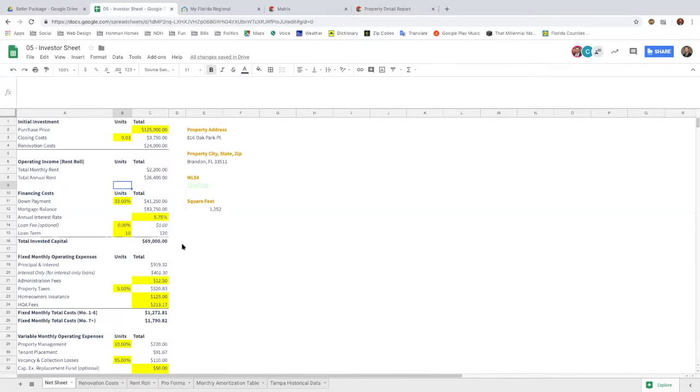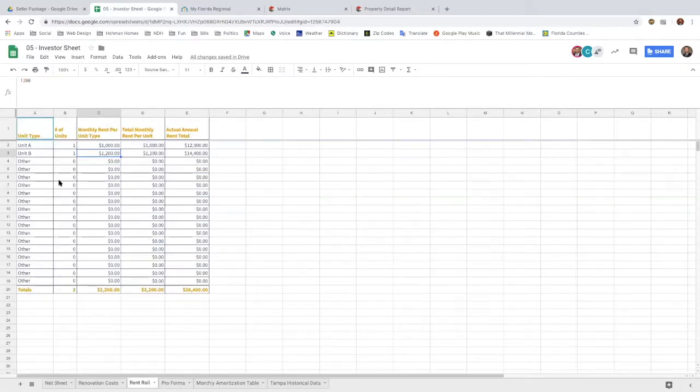And that information gets automatically plugged back into our net sheet calculator. So that way we know how much monthly rent we can expect from all of the units, and then what our annual rent is going to be from all of the units as well. So the rent roll is pretty important.